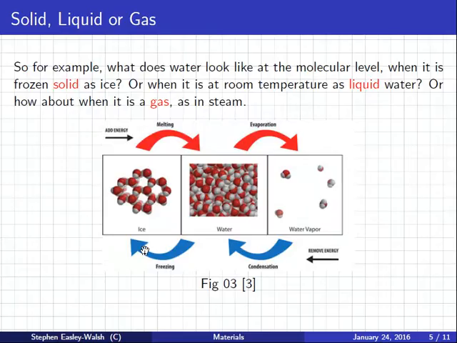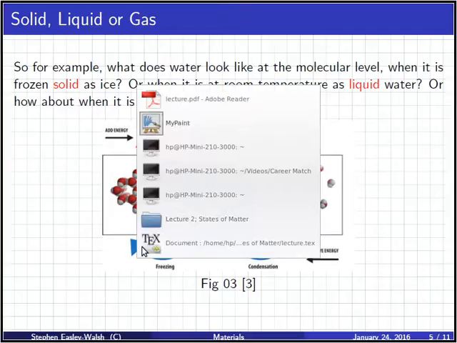So anyway, when it goes from ice to water, that's melting. And then water to steam, that's evaporation. And then steam to water is condensation. And then water to ice is freezing. Now I'll zoom in so you can write those words down.